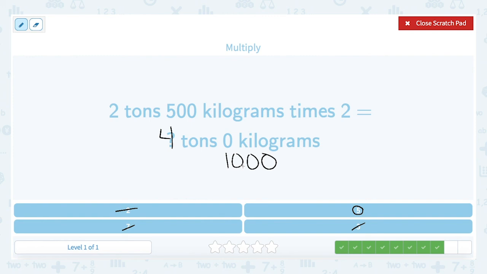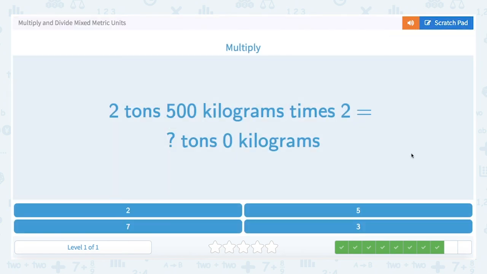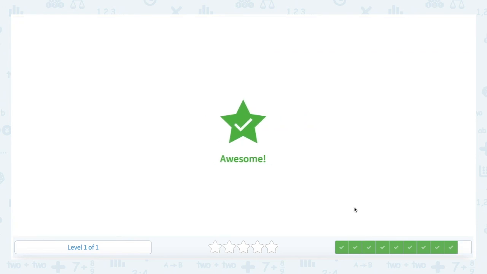So what that means is that 1,000 kilograms, sorry, that was a K there. That doesn't look an awful lot like a K, does it? 1,000 kilograms equals 1 ton. So we take our 1,000 kilograms, we turn it into 1 ton, we give that 1 to the 4, that gives us 5 tons and no leftover kilograms. Let's go ahead and check ourselves. There we go.